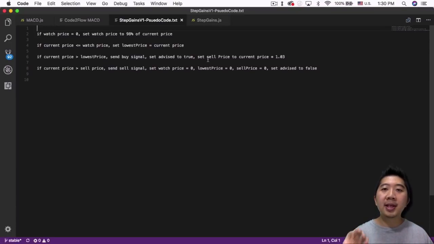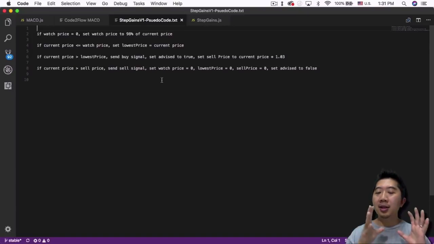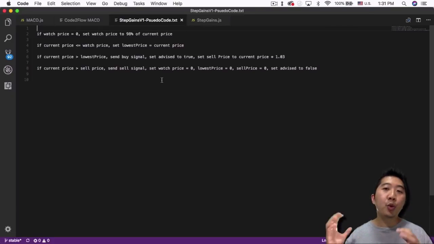Now what I do is set the sell price to the current price times 1.03. So meaning that I'm going to wait for a 3% gain before I sell. And the last if statement is, if the current price is greater than the sell price, so greater than a 3% gain, then send a sell signal and then reset everything basically. Set the watch price equals 0, set the lowest price equals 0, set the sell price equals 0, and set advise to false, because once we advise it to sell, we exit out of position. So that's why you set advise to false and just reset everything.